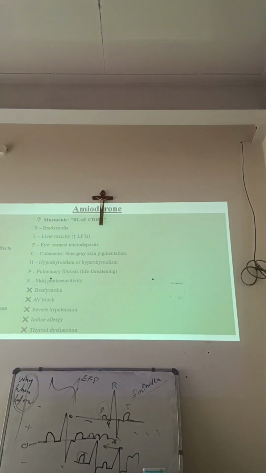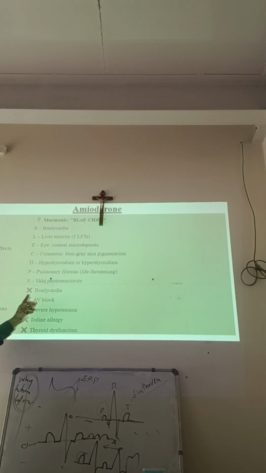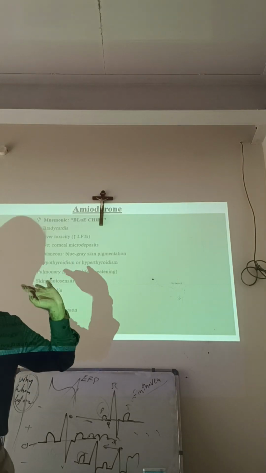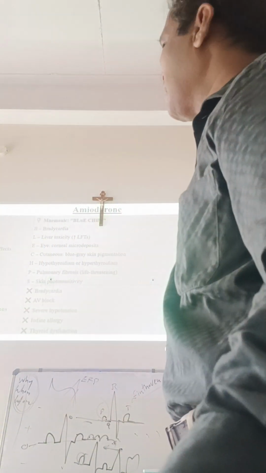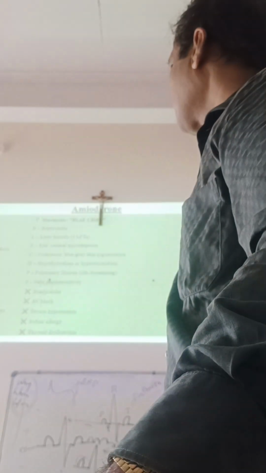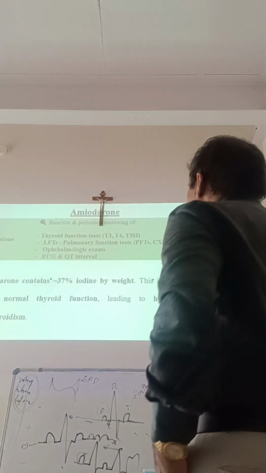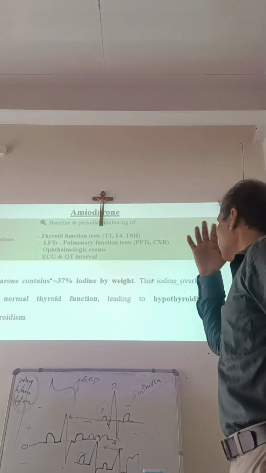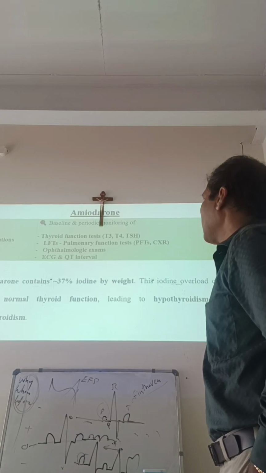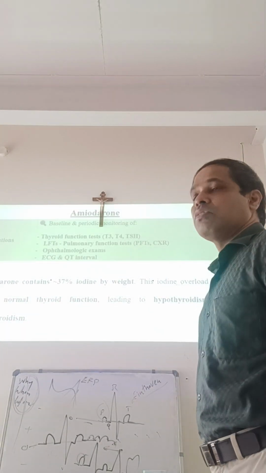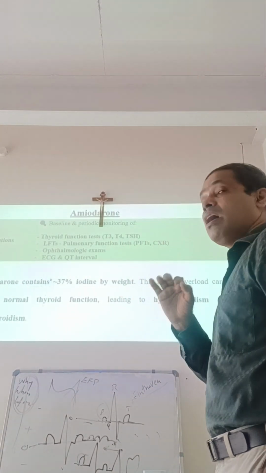This is photosensitivity. Contraindications: bradycardia, AV block, severe hypotension, iodine allergy and thyroid dysfunction. You should not use this drug, amiodarone. Amiodarone is a very, very important drug. Always they ask it for medical students. So precautions: frequently monitor thyroid function test, liver function test, ophthalmological examination, ECG and QT interval. Long QT interval also will cause arrhythmia again.